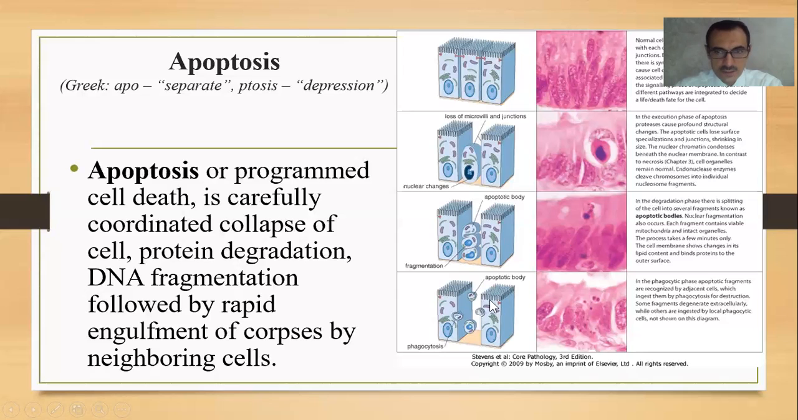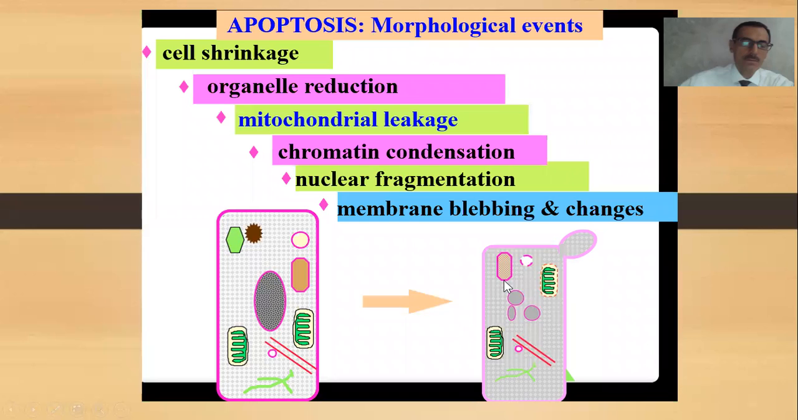In the final phagocytic phase, apoptotic fragments are recognized by adjacent cells as well as macrophages, which ingest them by phagocytosis for destruction. Some fragments degenerate extracellularly, while others are ingested by local phagocytic cells. Here we see the morphological events in apoptosis that we just discussed: first the cell shrinkage, organelle reduction, mitochondrial leakage, chromatin condensation, nuclear fragmentation, and membrane webbing and change.